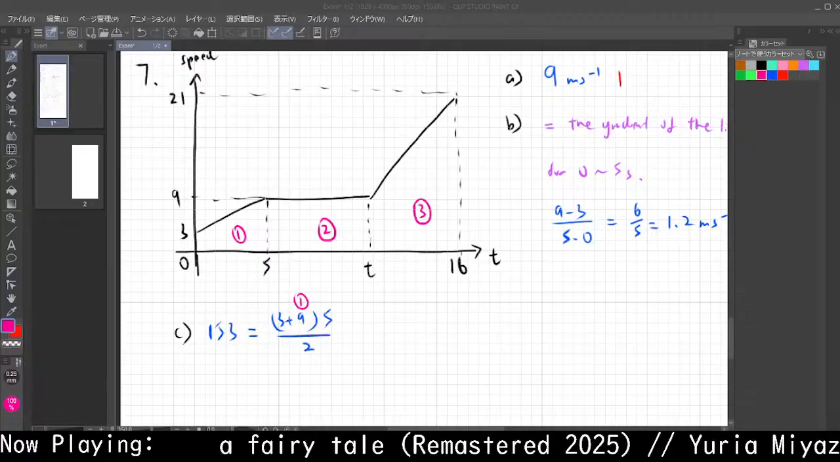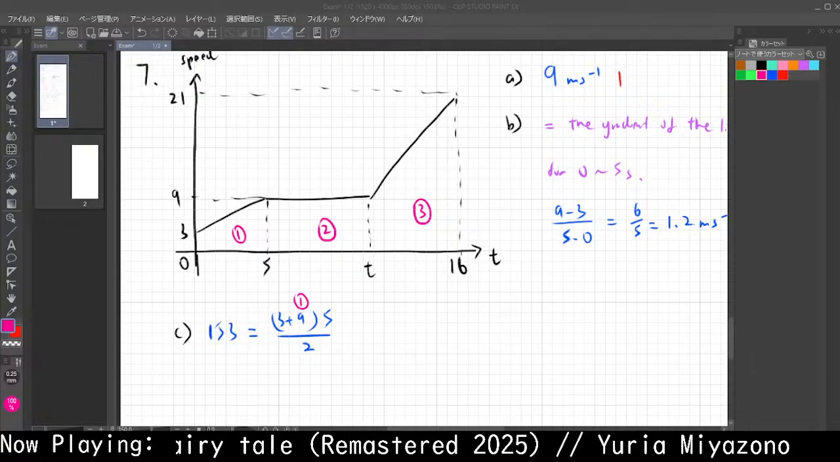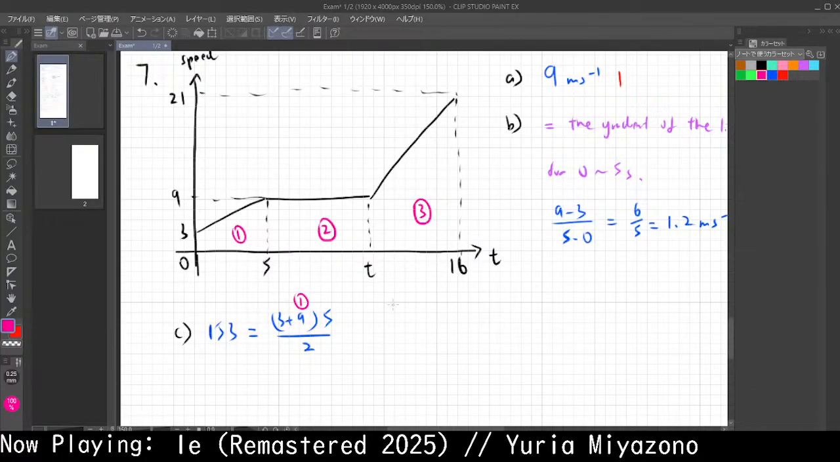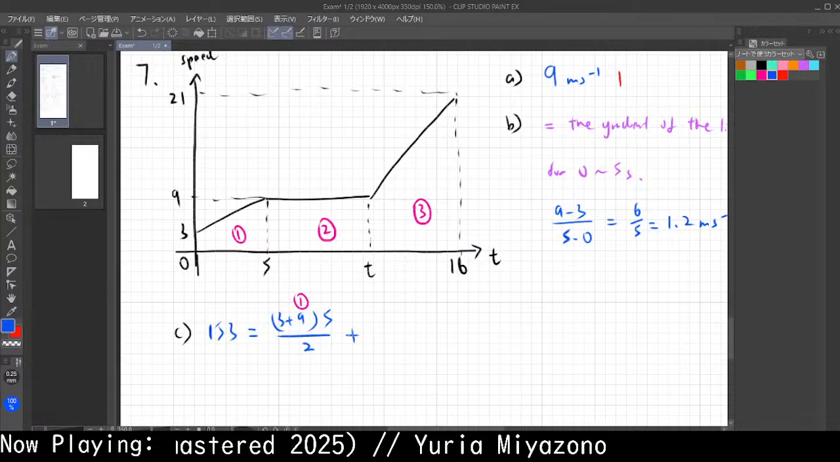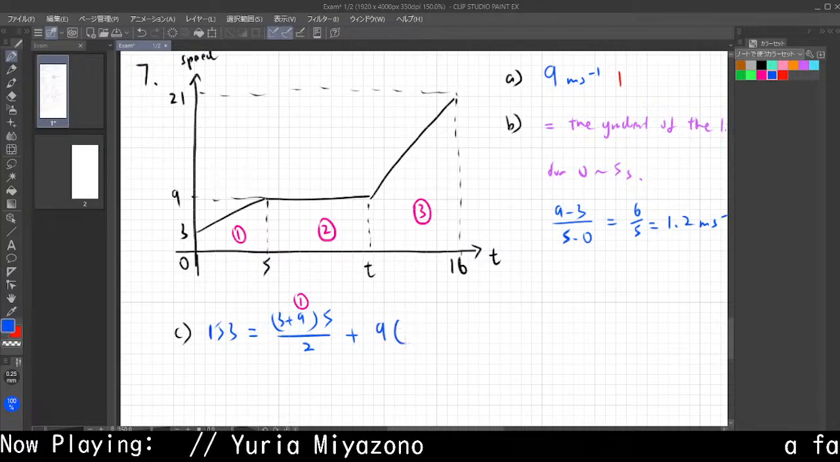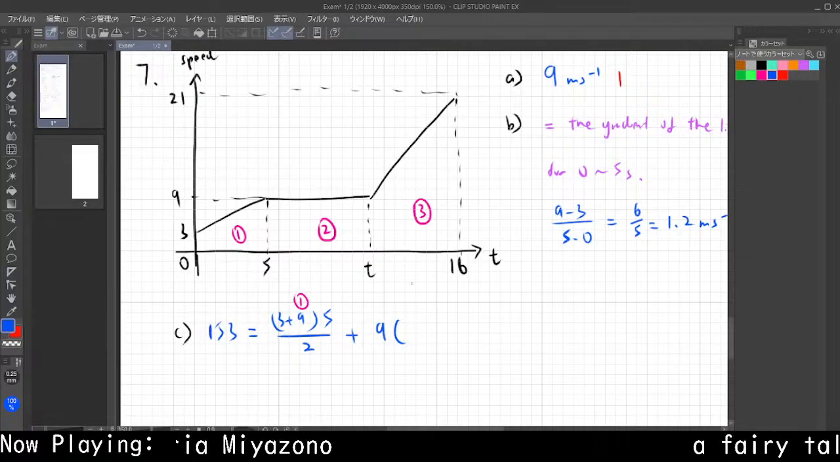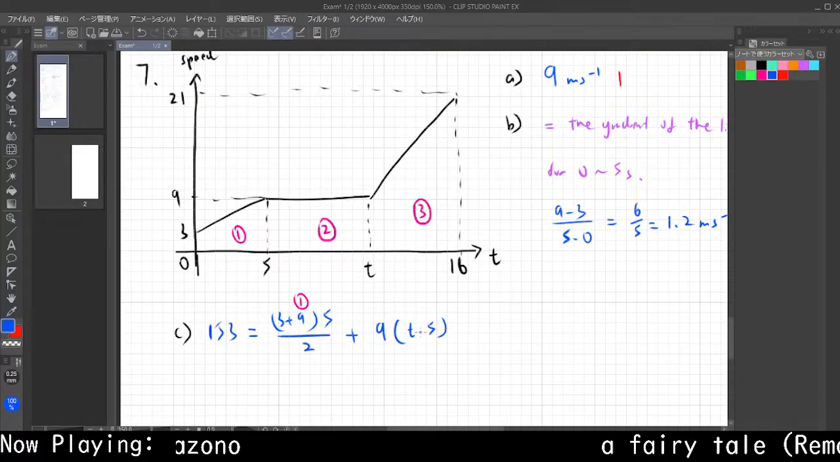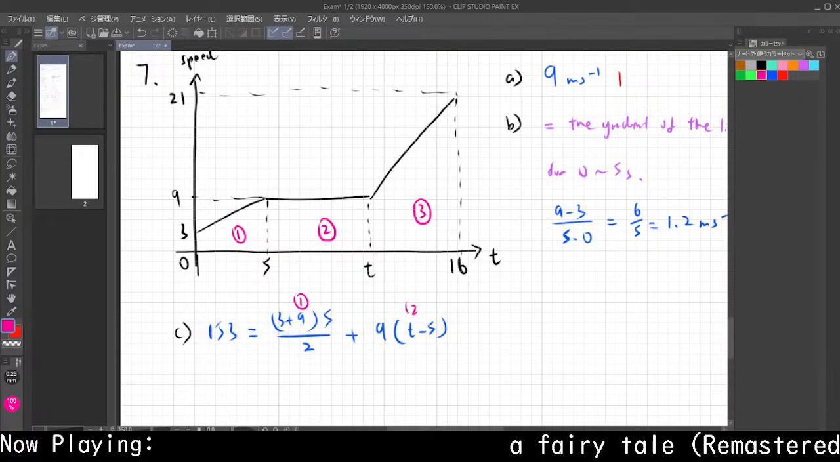This one here, let's do Mother Machine. It's also really good. Okay, then your rectangle is the simplest one. Your height is 9 multiplied by your length, which is t minus 5. Okay, so this is your part 2.